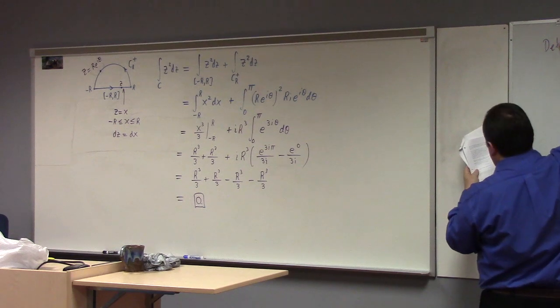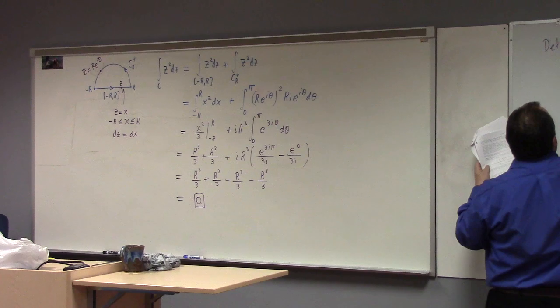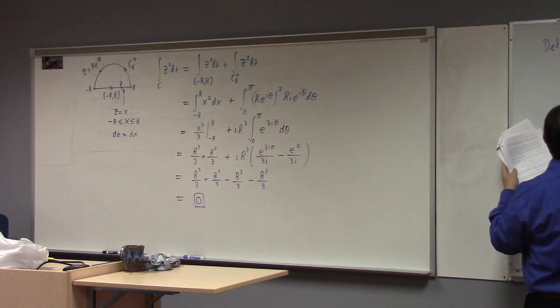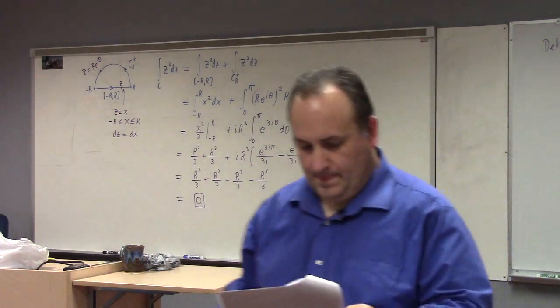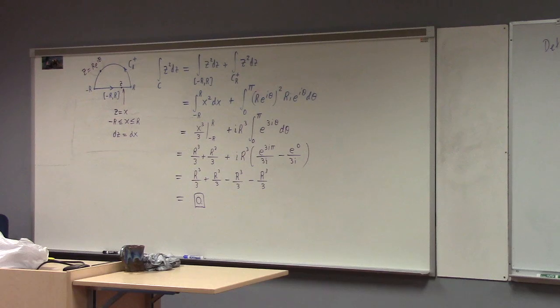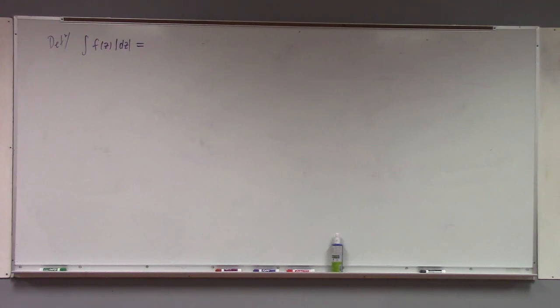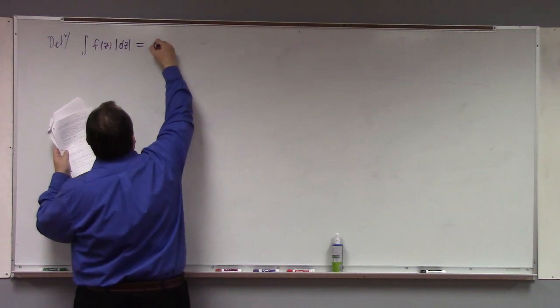Definition: the integral of f of z times the absolute value dz. What does that mean? Well, what that means is, so I say two things.